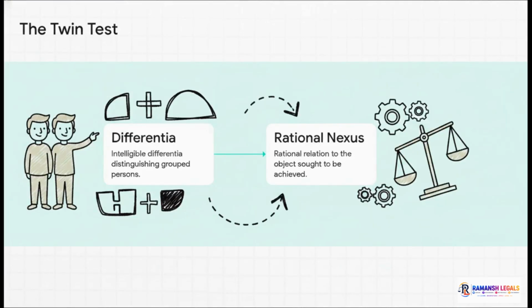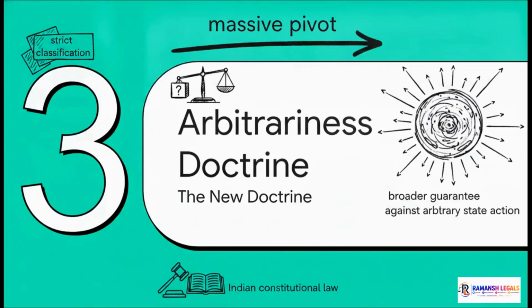And here's that definitive test. It's known as the twin test for reasonable classification. Make sure you get these two steps down. Step 1, Intelligible Differentia. This just means there has to be a clear, smart distinction that separates the people grouped together from the people left out. Step 2, a rational nexus. That means the distinction you made has to have a logical, rational relationship to the actual objective the legislation is trying to achieve.